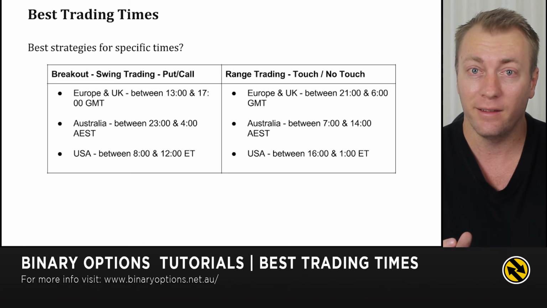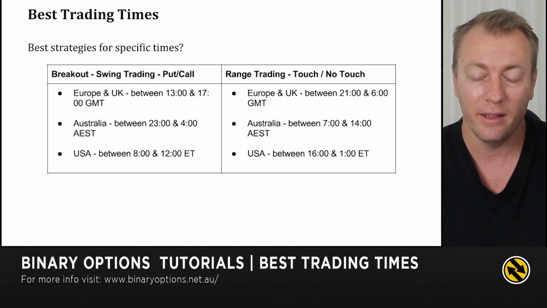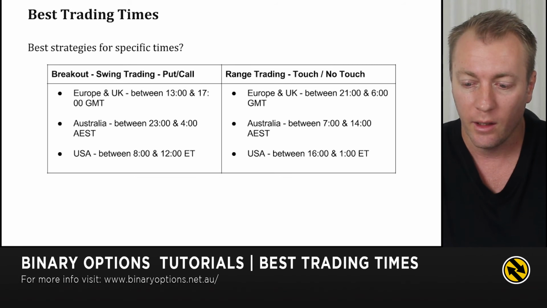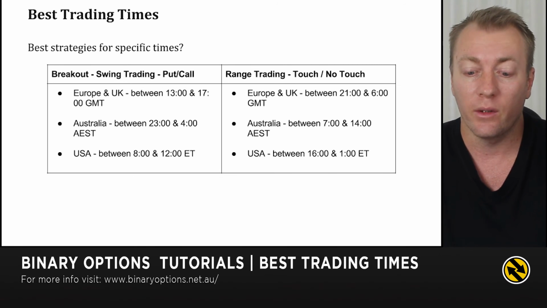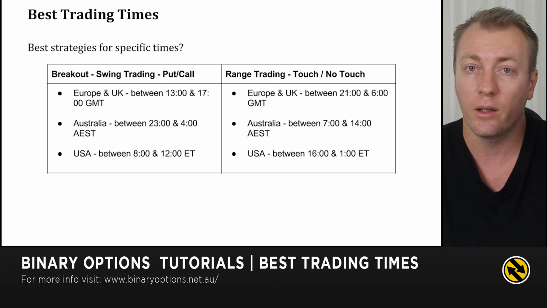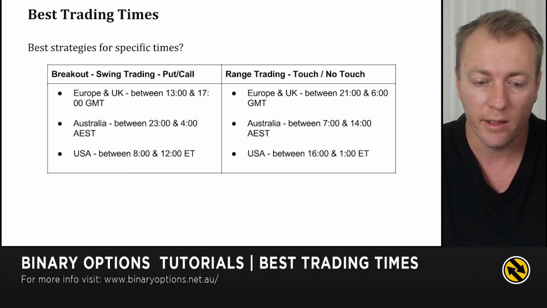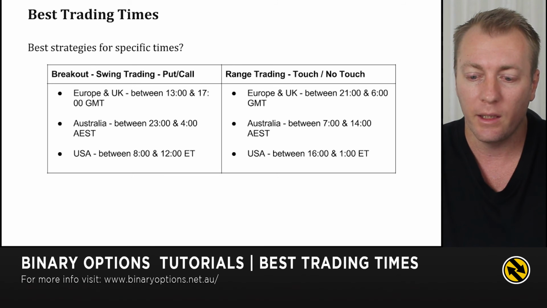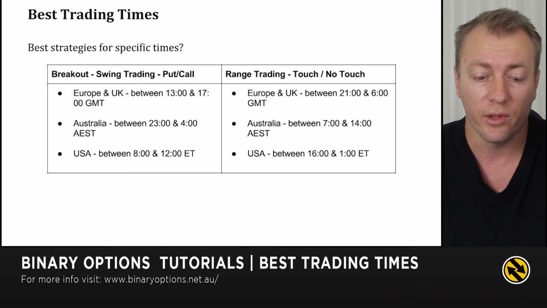You can see how it's late, almost at midnight in America, but for Australia, it's pretty much the meat of your day. Between 7 in the morning till 2 in the afternoon is when you actually find it's better to do touch no touch trading. So this might be a good insight for all you Aussie traders out there new to binary options, to maybe give the no touch binary options a go through the day and trade your puts and calls in the evening.